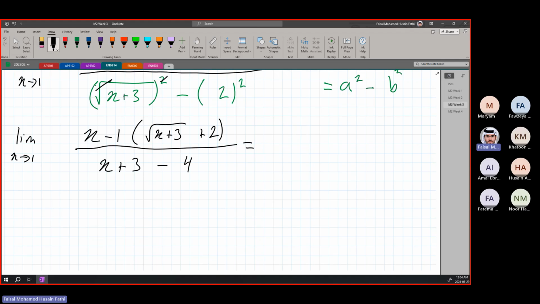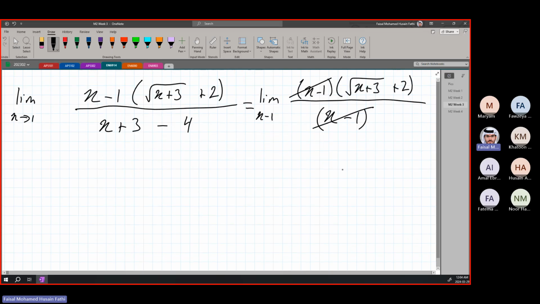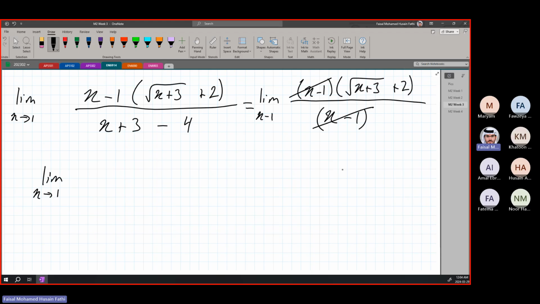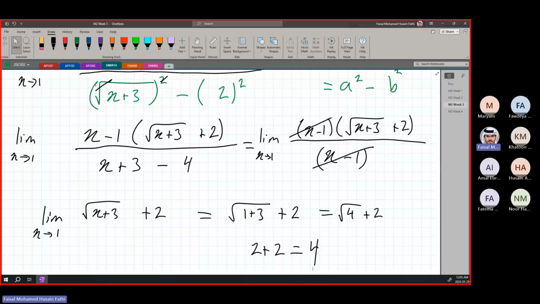If we simplify at the bottom, you will notice we have x minus 1 up top, square root of x plus 3 plus 2, over x plus 3 minus 4, which is going to become x minus 1. So we can cancel the x minus 1 up top and at the bottom, so we get rid of the 0 from the bottom. And we are left with the limit as x goes to 1 of square root of x plus 3 plus 2, which is equal to, if we just substitute the 1 now, the square root of 1 plus 3 plus 2, which is simply equal to square root of 4 plus 2, which is 2 plus 2, and it's equal to 4. Remember to simplify everything so you can cancel out. That's the whole idea of doing all of this.